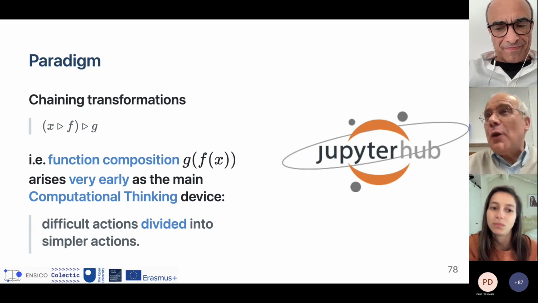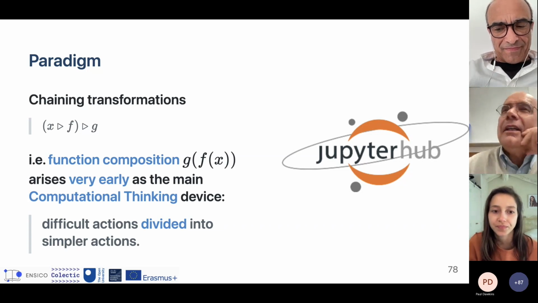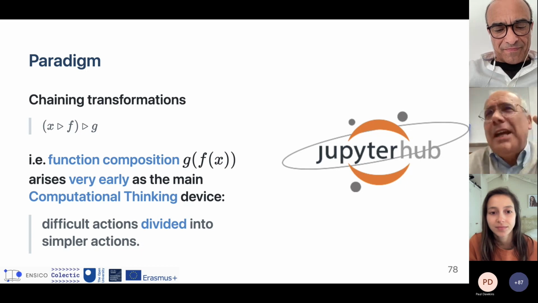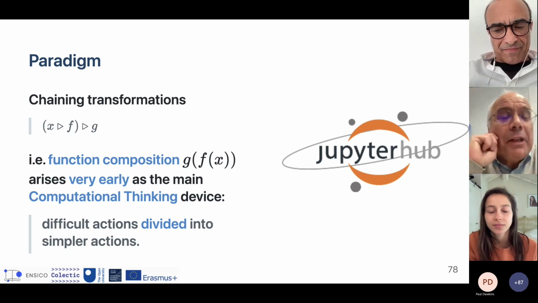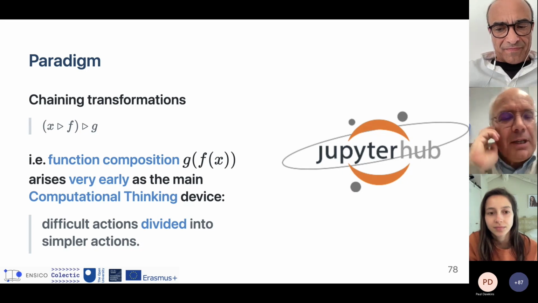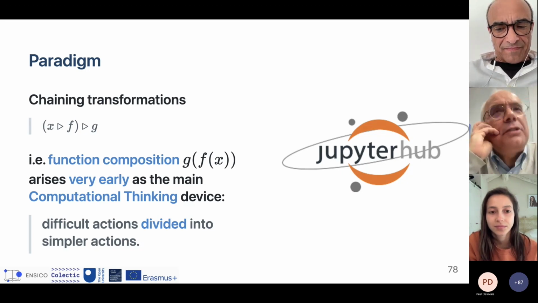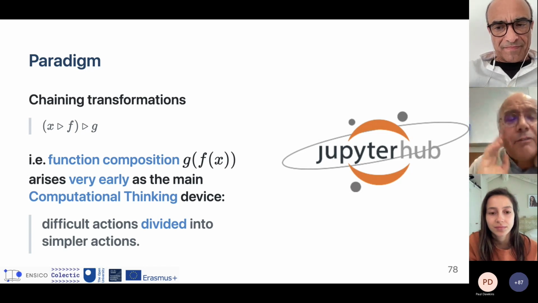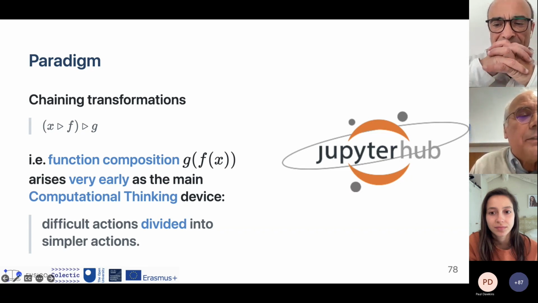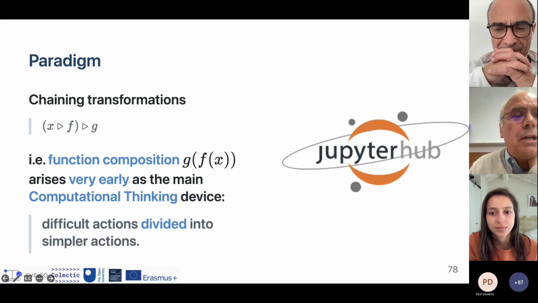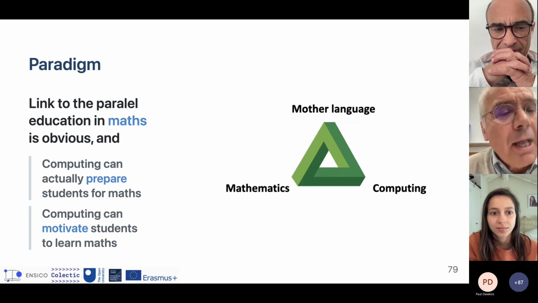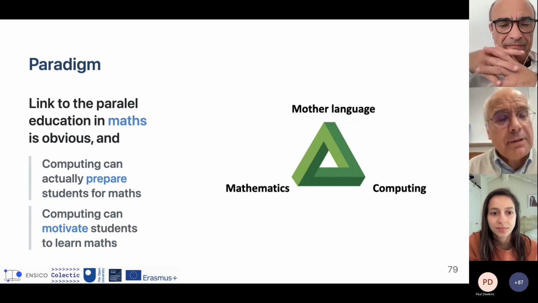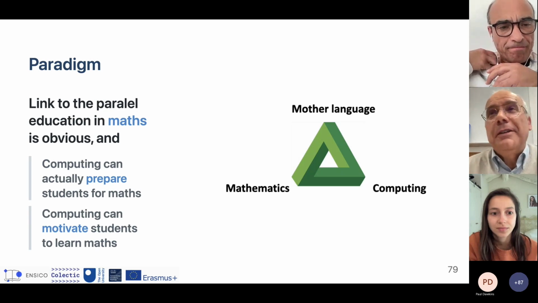So I'm sure when they reach year 10 or year 9 or whatever, they have done functional composition lots of times before. And they have learned something very important: how to divide difficult actions into simpler actions by combining them together. And the first combinator they study is this triangle, this transformation of an object by a transformation. And this is very important because there is a link to the parallel education in maths, even though in Portugal function composition is taught very late, I think.